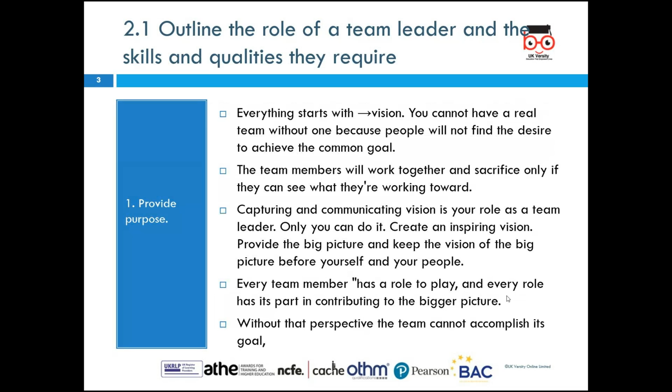So a good team leader will provide purpose. Everything does start with a vision. You're not going to be able to have a team without actually knowing why you're there in the first place. You need to know what your common goal is, what you're actually trying to do. You work together, you communicate, you make sure that you're passing on and delegating work to your team members, you're inspiring them, you're telling them what the big picture is. Even though they've all got their own little roles to play, everybody will be contributing towards the bigger picture, which is the goal that you want to accomplish.